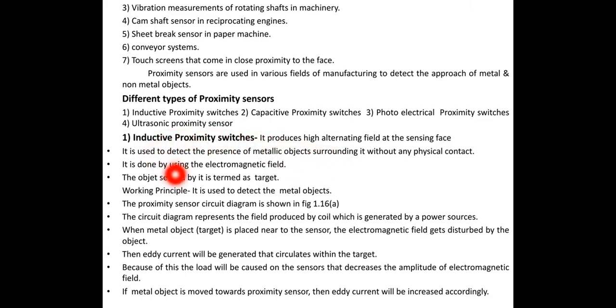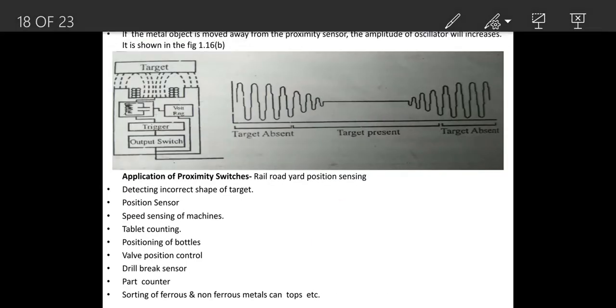See, basically these inductive proximity switches are used to detect the metallic objects surrounding the sensor. It is done by using an electromagnetic field, means it is working on the principle of electromagnetic field. The object sensed by it is termed as the target. So object is nothing but the target. Working principle: it is used to detect the metal objects. Okay. The proximity sensor circuit diagram is shown in the figure. Okay. Now see, this is the circuit diagram.